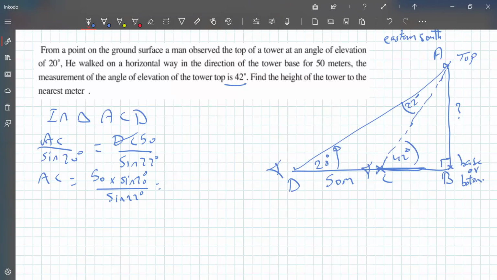Calculate. 50 times sine 20 over sine 22 degrees equals 45.65. 45 meters, 0.65. So now we have the length of AC.